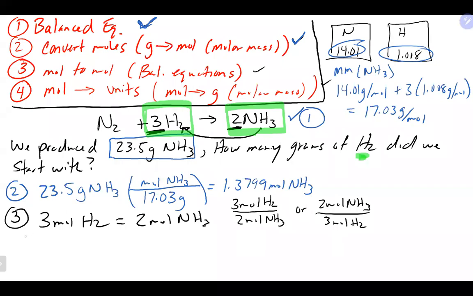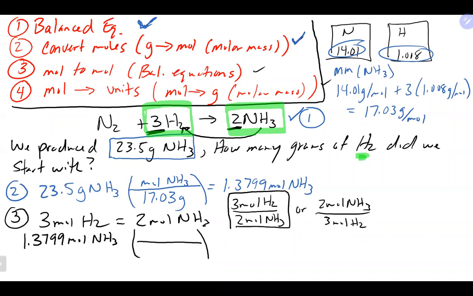So we will take our number from the previous step, which is 1.3799 moles of NH3. We'll use our equation to allow us to go from NH3 to H2, which means we need to use the conversion factor on the left, so everything cancels out correctly. That gives us 3 moles of H2 on top and 2 moles of NH3 on the bottom. That again comes from the equation. That is the big stoichiometry part. That is going to get rid of our moles of NH3, and we are going to get times 3 divided by 2.